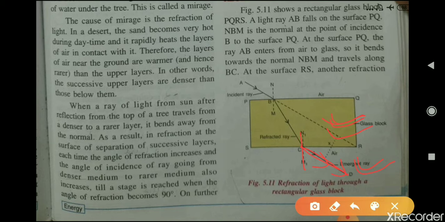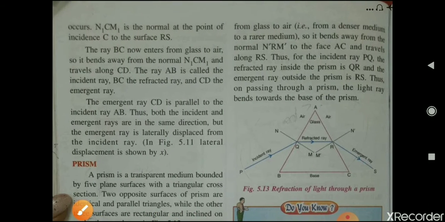So this is the refracted ray for BC, and this is the refraction that takes place. But this ray travels from a denser to a rarer medium, so it moves away from the normal at the surface RS. The ray BC now enters from glass to air, so it bends away from the normal N1CM1.